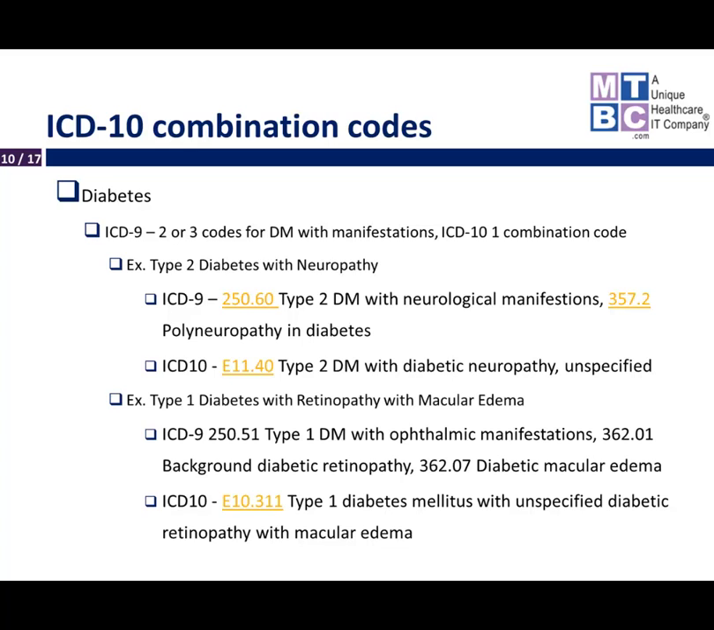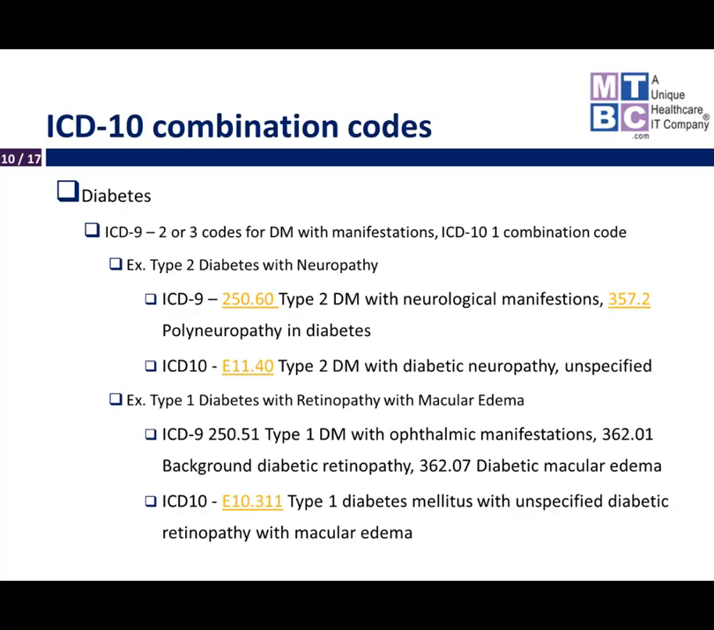Same thing here with type 1 diabetes with retinopathy with macular edema, except this requires 3 ICD-9 codes. 250.51 for saying it has ophthalmic manifestation, 362.01 for the retinopathy, and 362.07 for the macular edema. Well, there's one code, E10.311, that covers type 1 DM with the retinopathy and the edema. So that makes things, in my opinion, a lot easier.